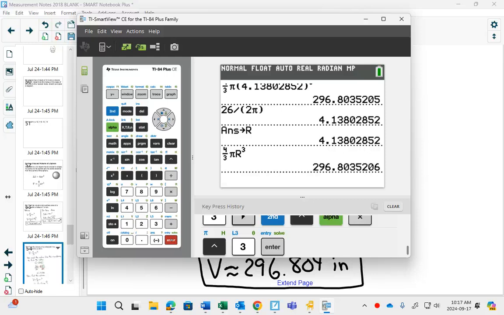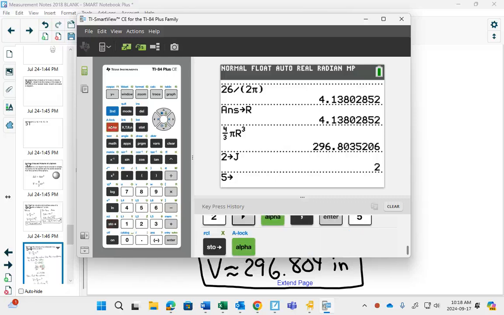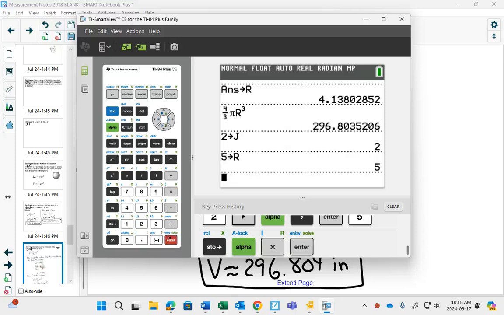If you have a graphing calculator, almost all of your letters are originally stored as zeros. One thing you can do, like I can go 1, I'm going to store that. I'm going to go 2. I'm going to store 2 as J. I can do this, and I'm going to store 5 as R. There we go. Right?